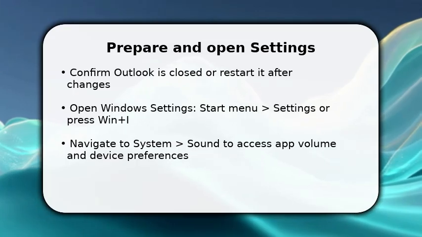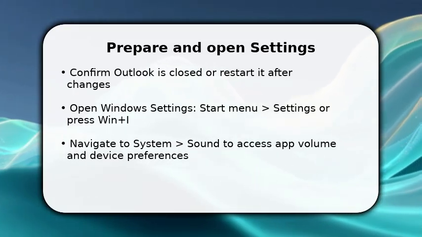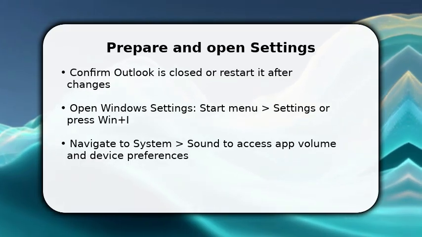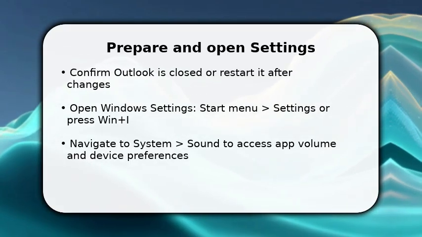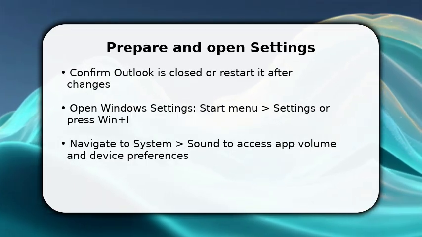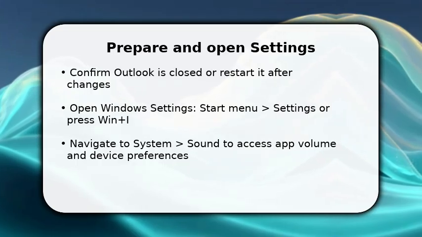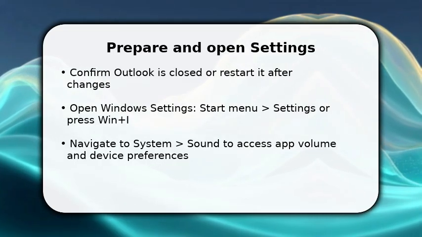Enjoy the video. You'll start by opening Windows settings so you can control system sound. First, make sure Outlook is closed or note you'll restart it later. This avoids cached settings. Once settings is open, go to System and select Sound, then click App Volume and Device Preferences. You need to see Outlook in that list for per app control.